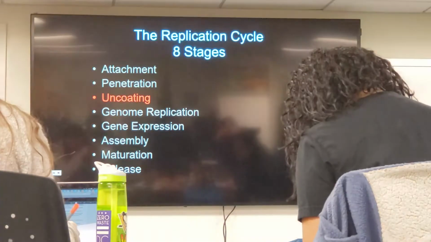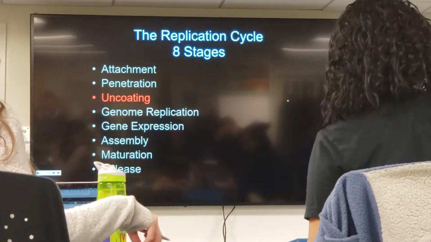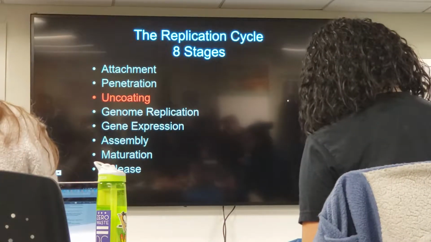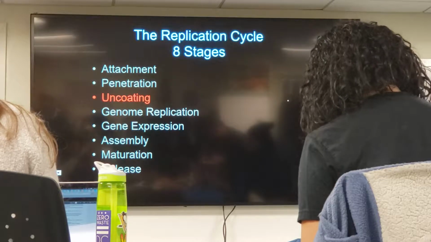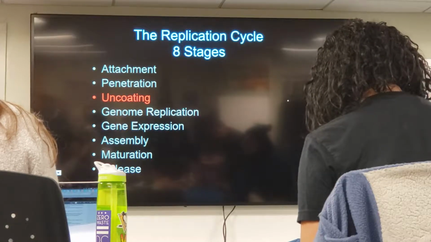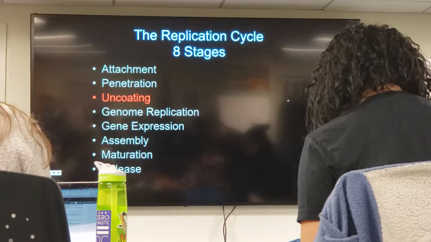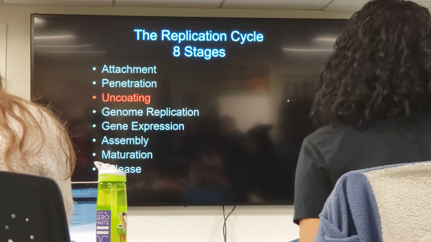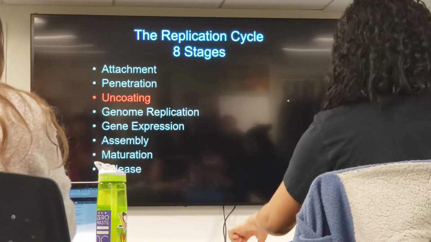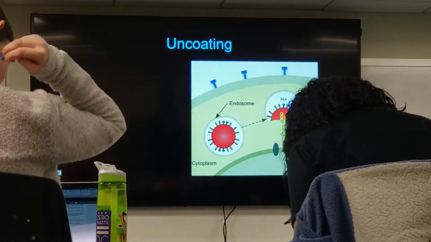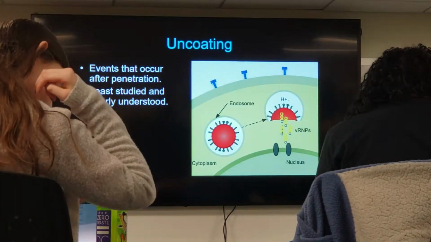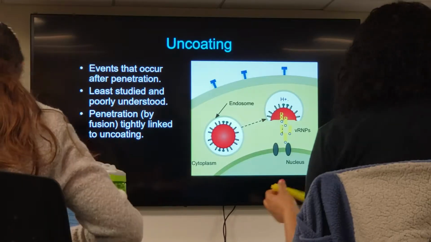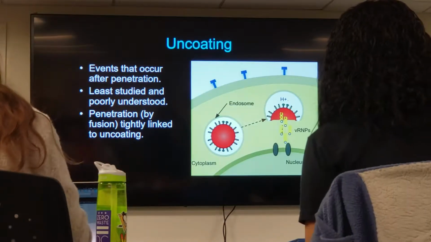All right. Next is uncoating. Uncoating is probably the process that we know the least about. It happens primarily simultaneously with penetration. So as soon as the virus particle penetrates the host cell, uncoating happens. So uncoating is the process of releasing the genome into the host cell.